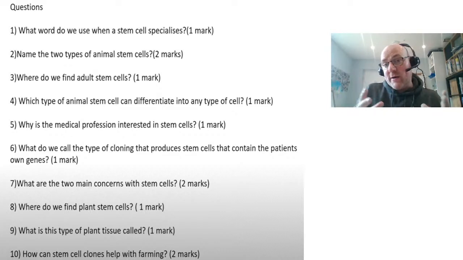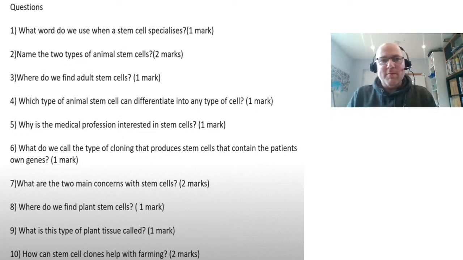Where do we find adult stem cells? Oh yeah, bone marrow. Said that. Which type of animal stem cell can differentiate into any type? That's the embryo, can become anything. Why is the medical profession interested in stem cells? Cure diseases, you can say, grow new organs, cure paralysis.